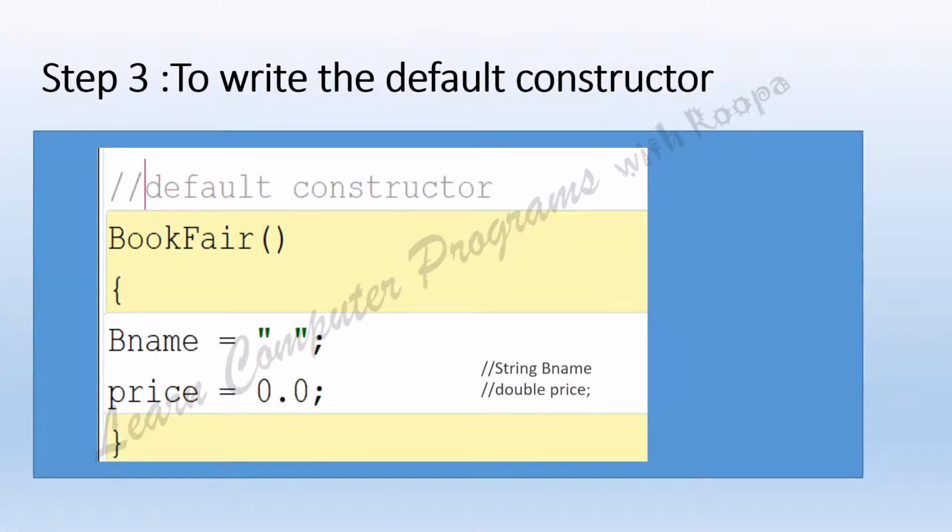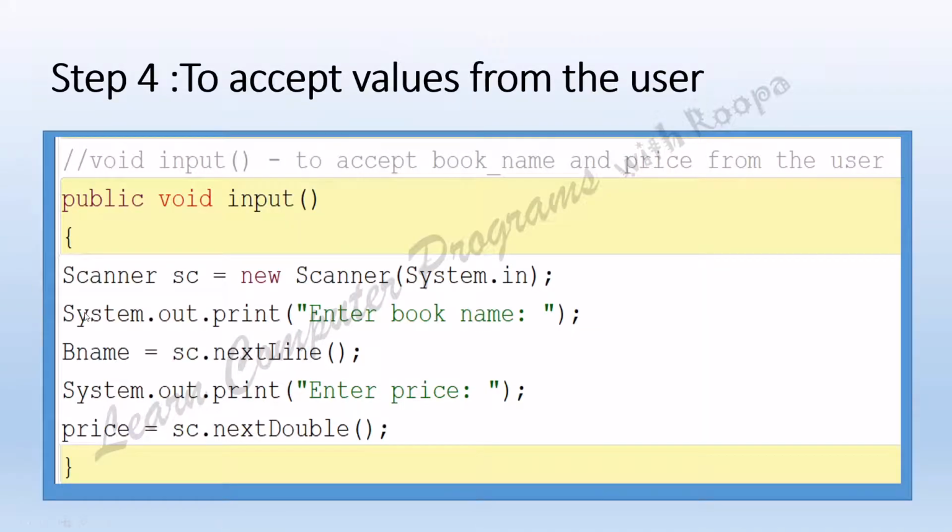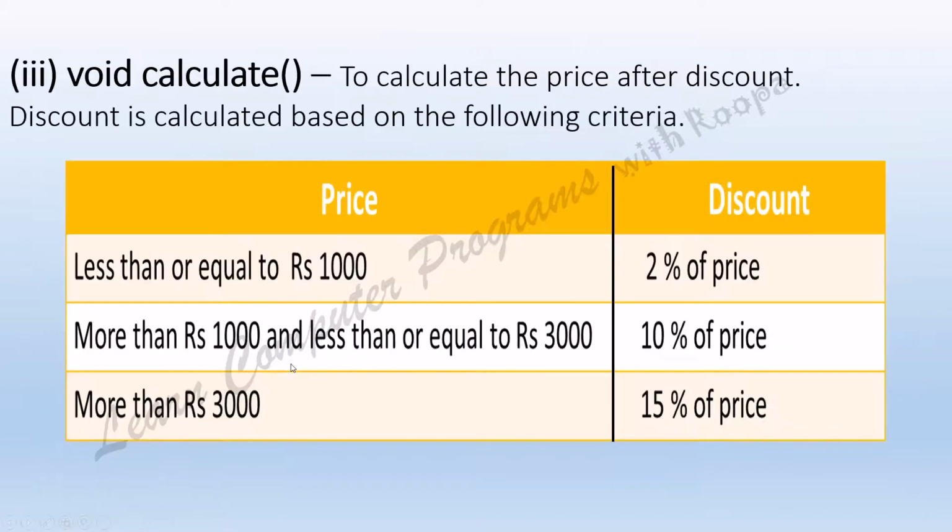So here we have input. For input, we need to use the Scanner class. I have explained in detail what the Scanner class is and how we take the input for different variables in another video. Please be sure to see that video also. So here I have declared Scanner sc is equal to new Scanner. I am asking the user to enter the book name and I am accepting it in bname, the string which I had declared earlier, and the price in the double price variable. So I have put nextDouble here, and since I am taking a string, I am taking nextLine. Let us see the next step.